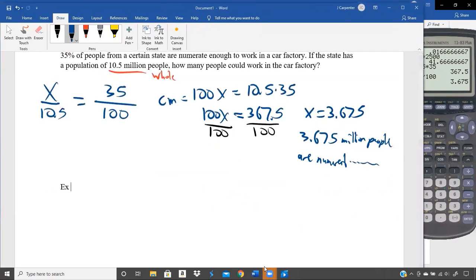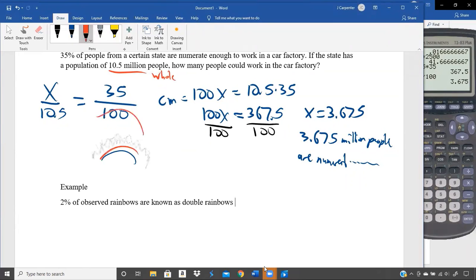So I want you to try this one. 2% of observed rainbows are known as double rainbows. What does it mean? Sorry, I had to. So what that means is you have your first bow with your blue and your reds and all that stuff. And then you have a kind of shaded region here. And then you have another rainbow up here and it goes red and then up to blue, Roy G. Biv, all that stuff.